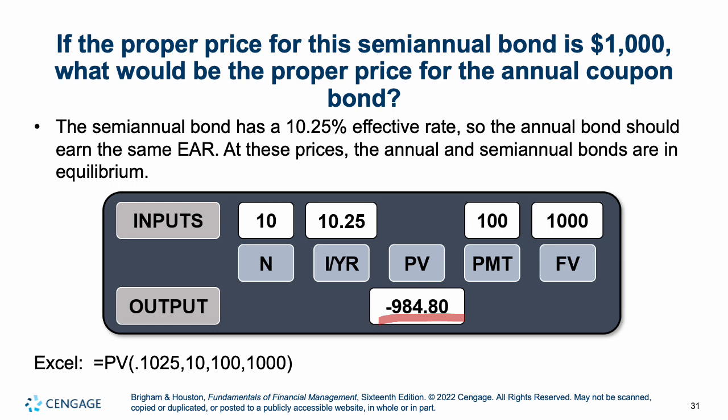Once again, equals PV. In this case, since it's annual, 10 years, the 10.25 is our interest rate. Payments 100, future value is 1,000. And we're using, once again, the present value formula in Excel, equals PV.